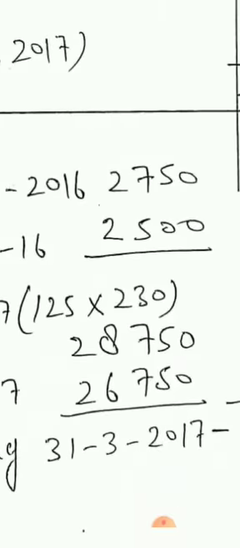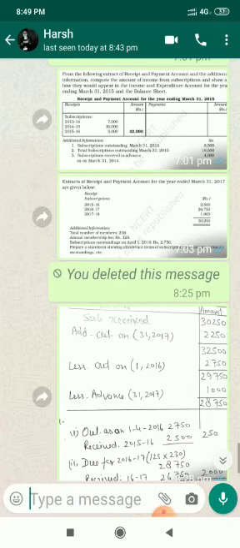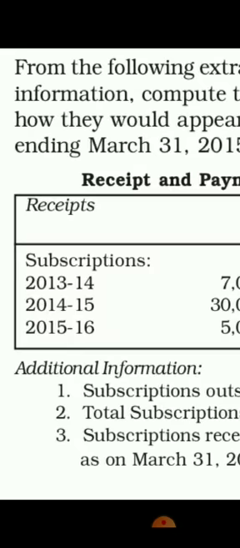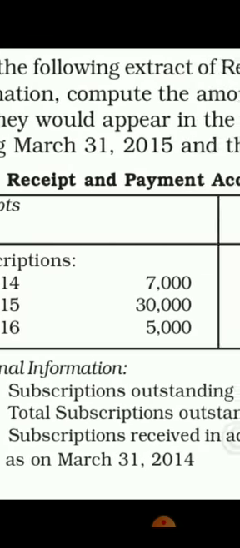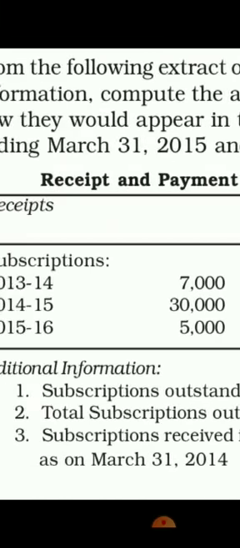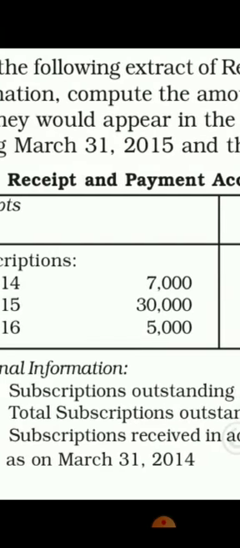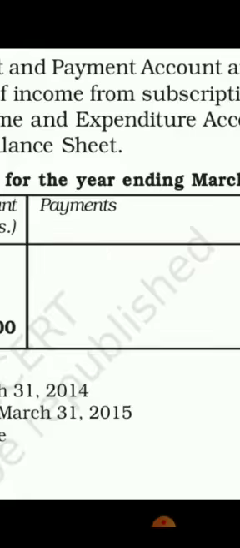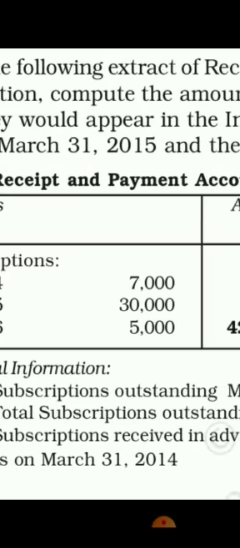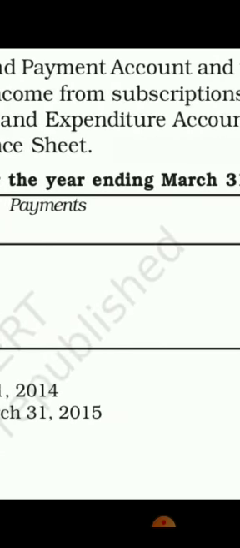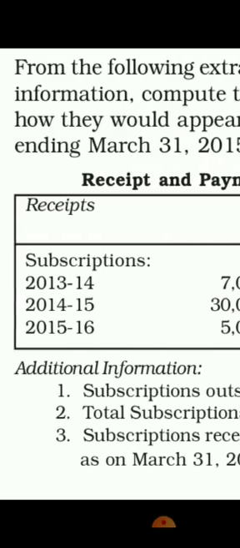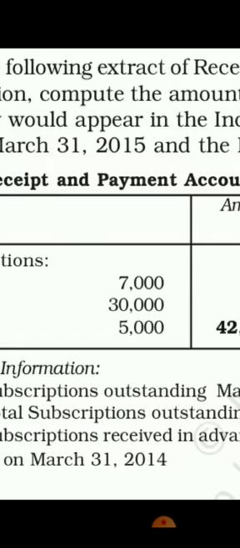Okay, now we are going for the next question. I will give the full detail: when the receipts and payment account is given, we are going to make the income and expenditure account. For the following, extract the receipts and payment account and the additional information. Compute the amount of income from subscription and show the amount in the income and expenditure account, for the year ending 31st March 2015.